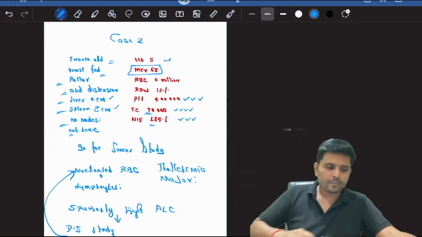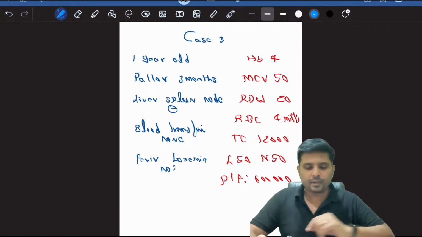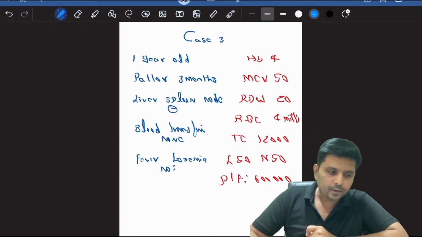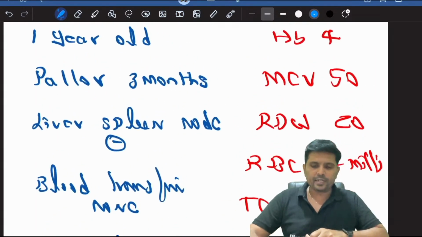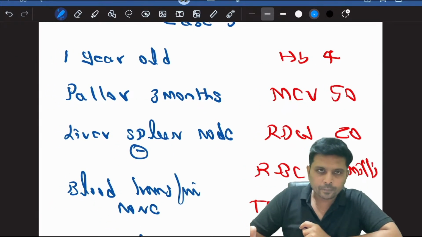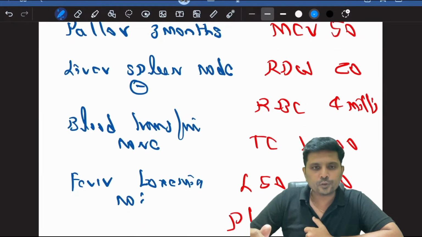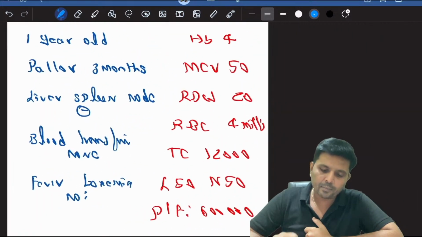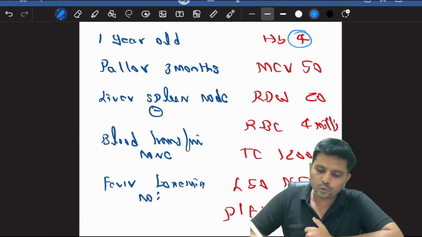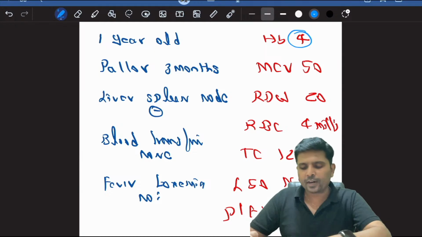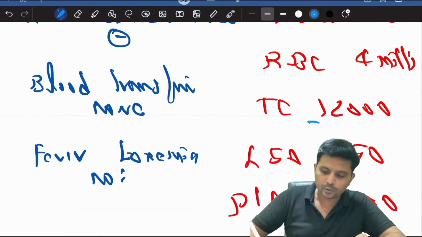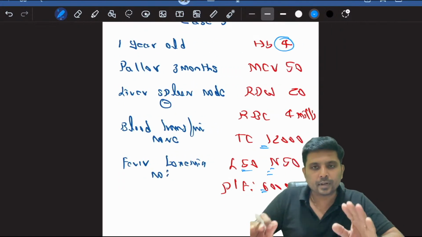Okay, right. Case 3. What is case 3? A 1-year-old child, pallor for 3 months. There is no hepatosplenomegaly, no lymphadenopathy. There is no blood transfusion, no fever, no toxemia. What is MCV? Hemoglobin is 4. What is rule 1? Rule 1 is look for other cell line involvement. Here total count is normal, platelet count is normal. So other cell lines are not involved.